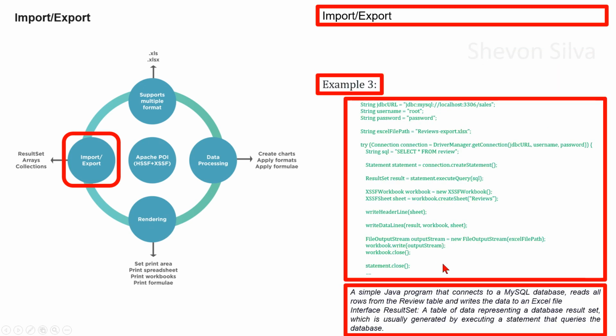As an example 3, we can consider this one, a simple Java program that connects to a MySQL database. Read all rows from the review table and writes the data to an Excel file. Here you can see the interface ResultSet, a table of data representing a database result set, which is usually generated by executing a statement that queries the database.